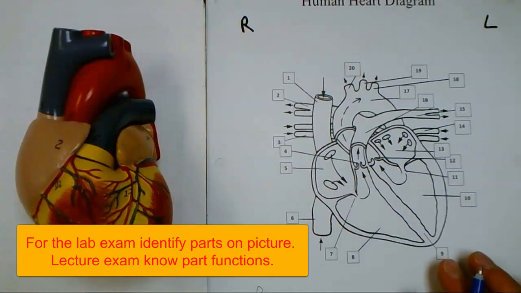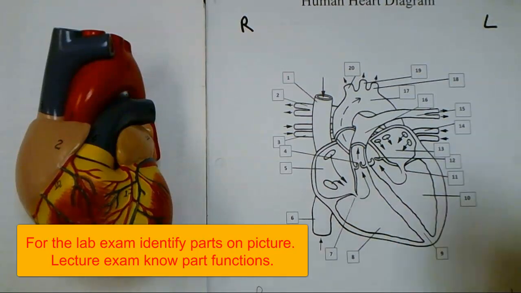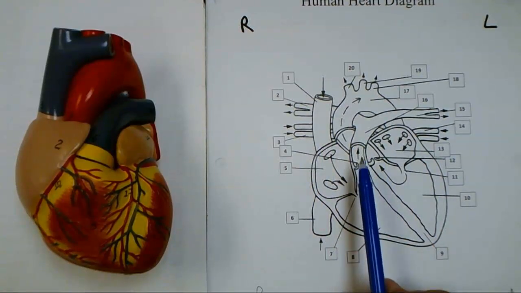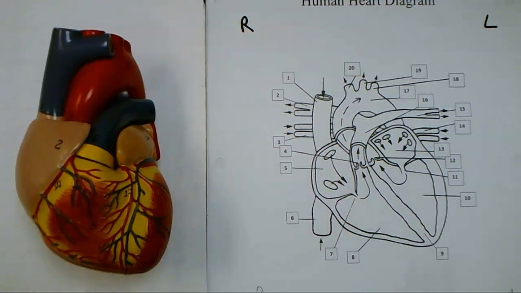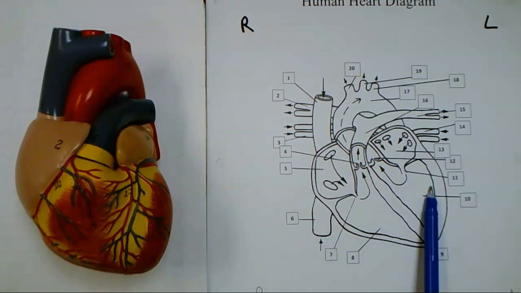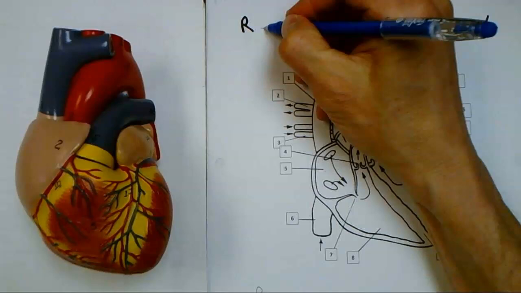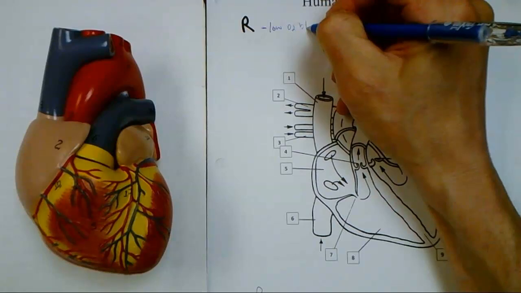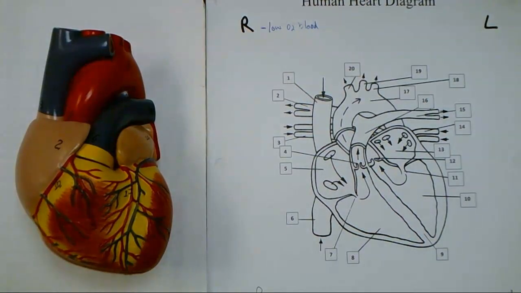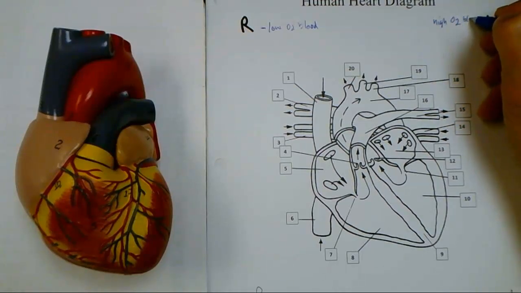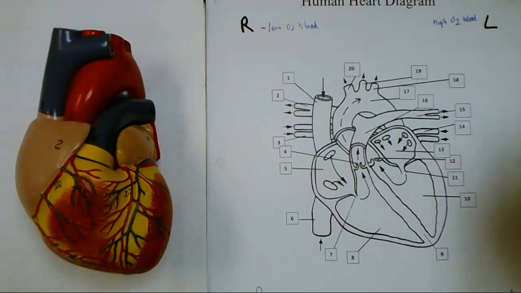Okay, first off, a little overview of this heart diagram, and the heart in general. This diagram is a heart that you're looking at from the front, so this is the person's right side. This is the right side of the heart, and this is the left side of the heart. Generally, the right side has low oxygen blood, and the left side deals with high oxygen blood, or oxygenated blood.